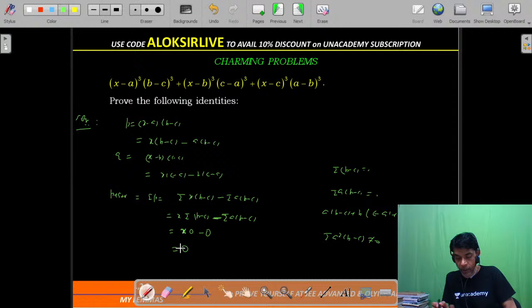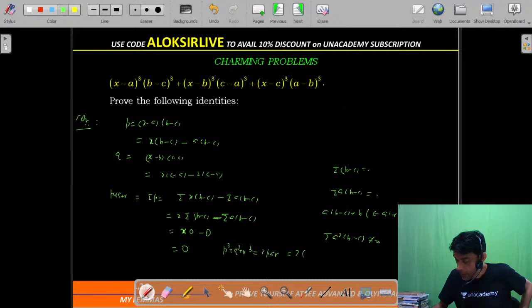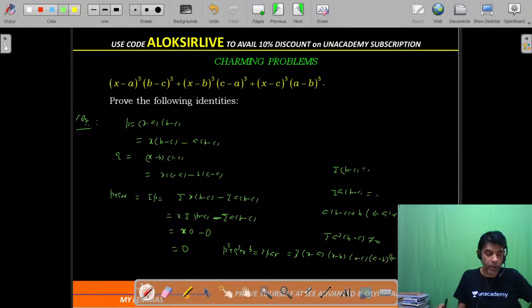So p plus q plus r is 0, but we want p cube plus q cube plus r cube. The sum of 3 cubes is 3 times their product p q r, and so my answer is 3 times p q r. So I can write 3 times x minus a, x minus b, x minus c, a minus b, b minus c, c minus a. So like that we'll quickly get it.